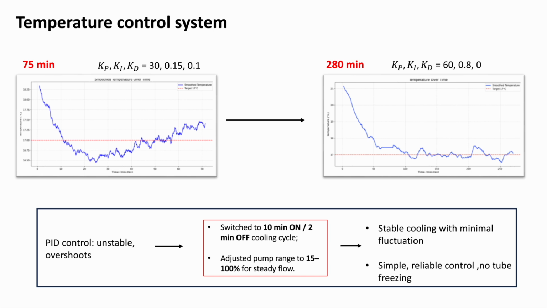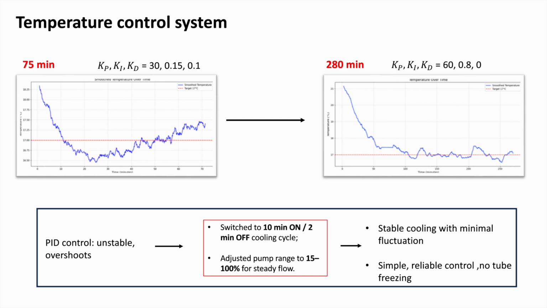In response, we adjusted the PID parameters, applied a 10-minute on and 2-minute off cooling cycle, and set a 15% minimum pump power to prevent tube freezing. The updated setup on the right achieved stable temperature control with minimal fluctuation.